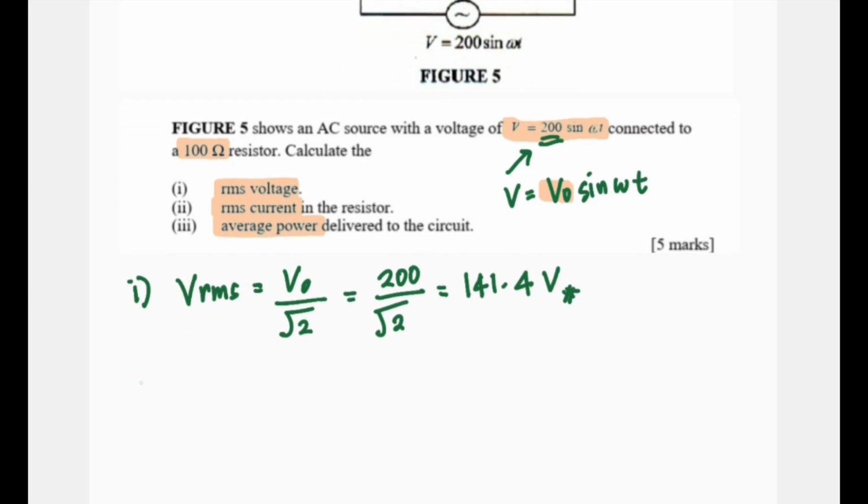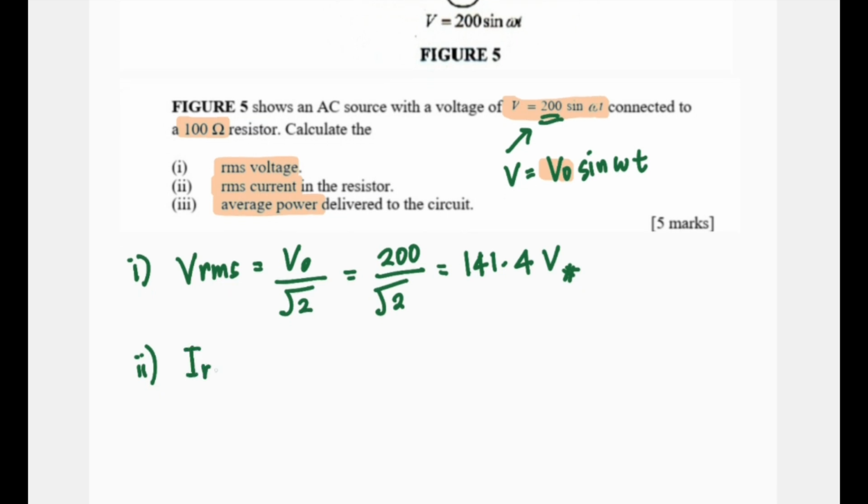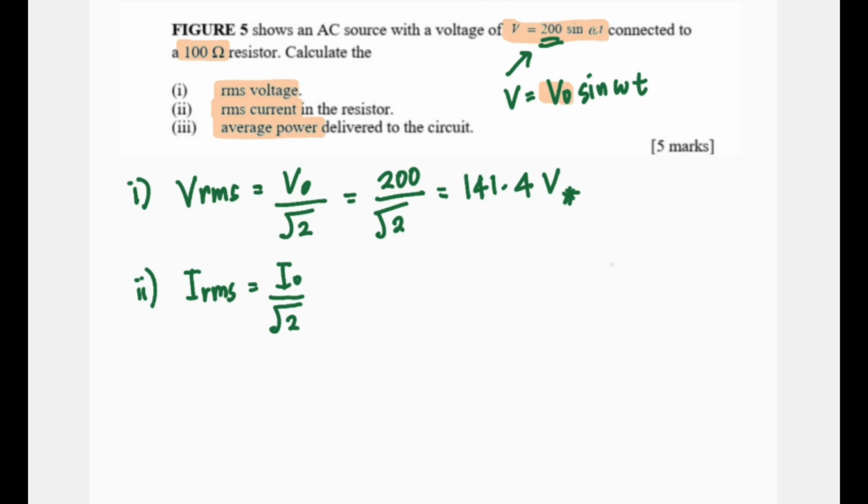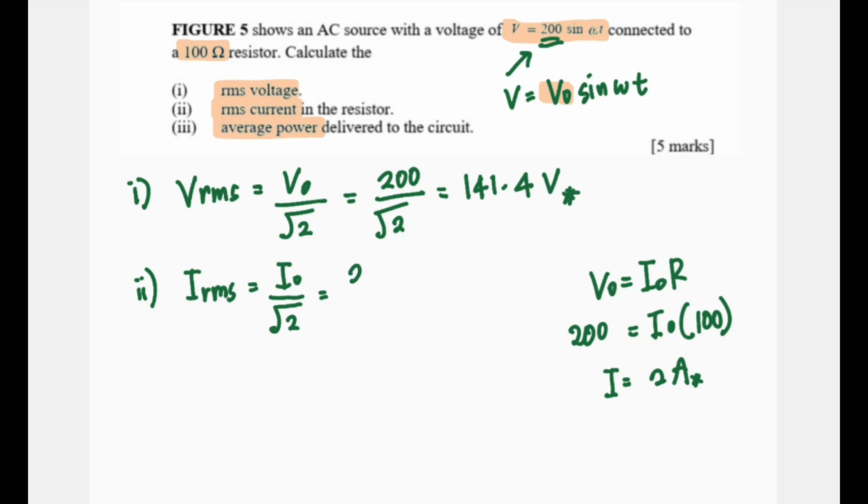For number 2, we have to find the value of RMS current. For I RMS, we have to find I naught, which we will divide by root 2. How do we find I naught? We can get I naught from the equation V naught equals I naught R. We have V naught, which is 200, and resistance, which is 100 ohm. Now we get I naught equals 2 ampere. Put the value of I naught, 2 ampere divided by root 2, and we get I RMS equals 1.41 ampere.